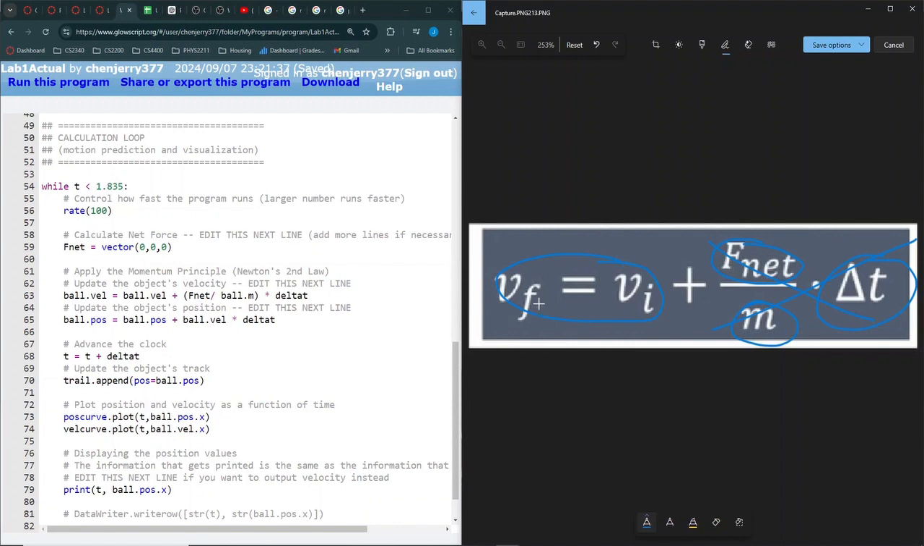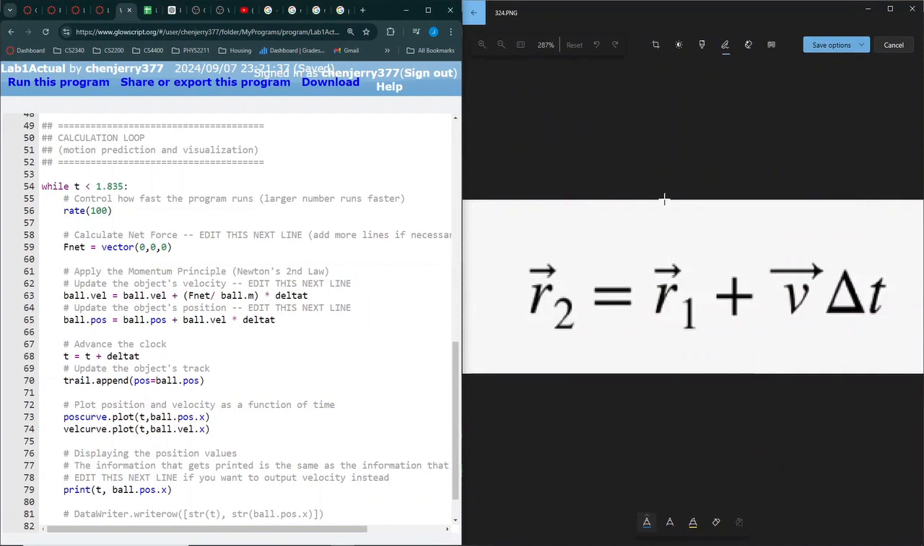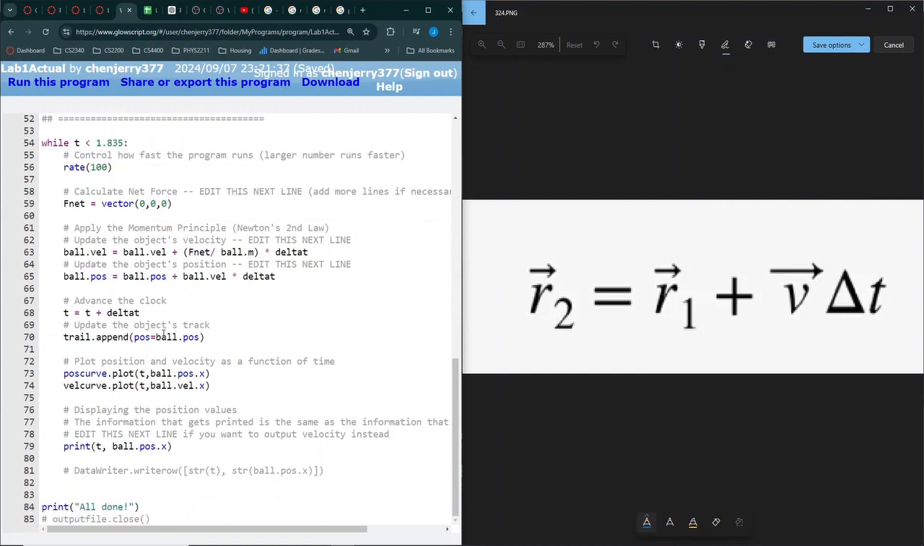And because we have a constant velocity, it makes it very easy to use the position update formula, this here, to update the ball's position as well. We plot both of those on a graph, and it also prints out the time and the ball's x position to be used in an Excel sheet.